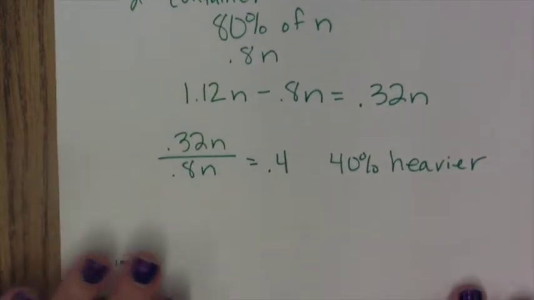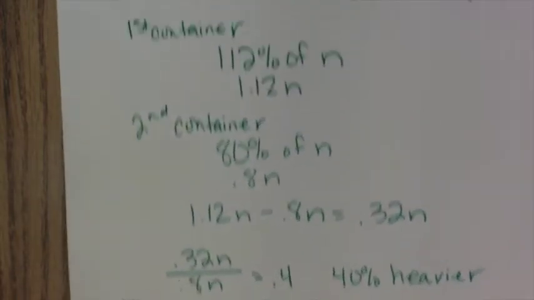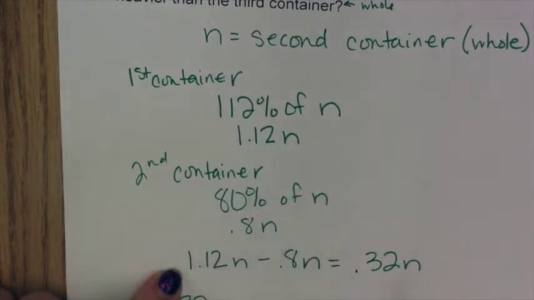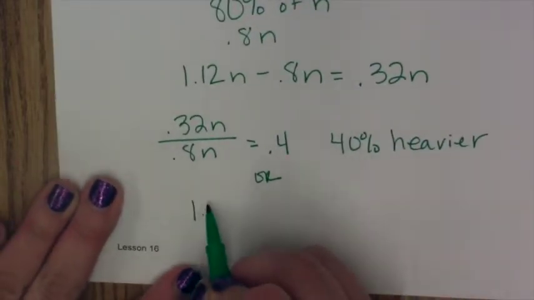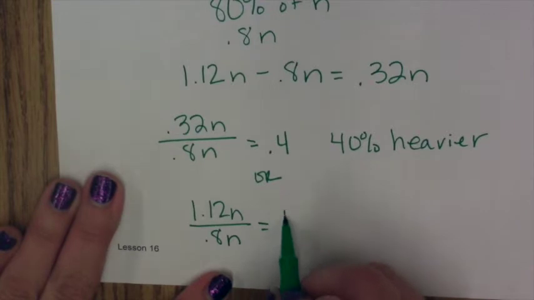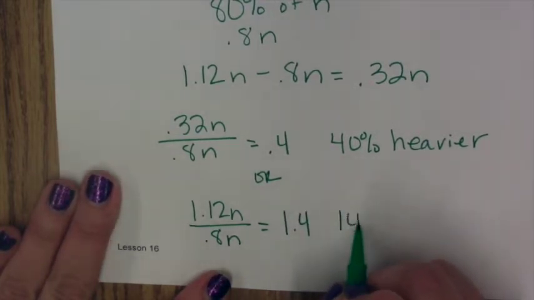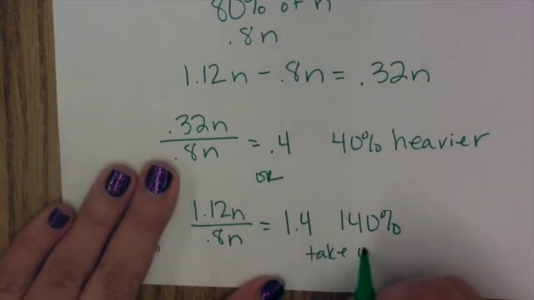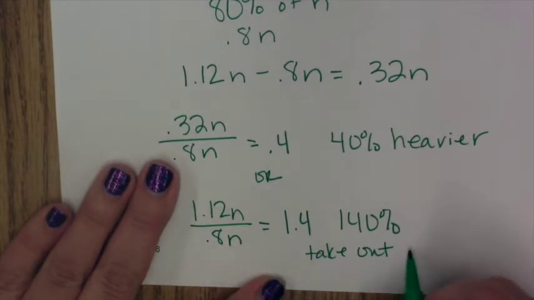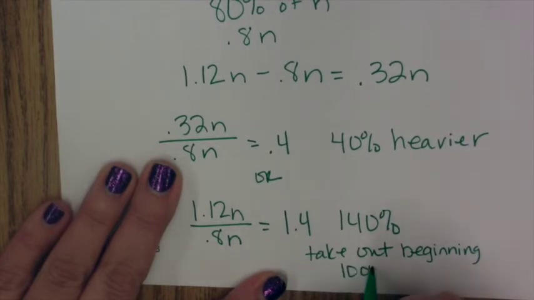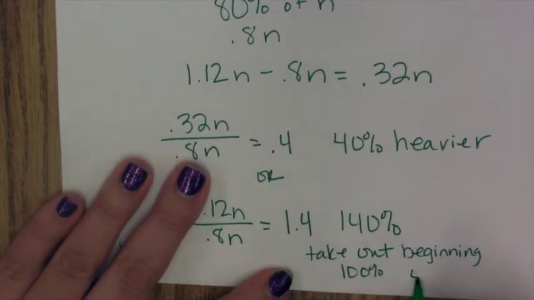Let me show you one more way that you could work this. Or we could take this percentage here of what that first container is, and we can divide it, our part, and divide it by our whole, which is a little closer to what we've done in other lessons. When we divide that out, we get 1.4, which would be 140%, but we have to remember to take out the original 100%, or beginning 100%, which would give us the same 40% heavier.